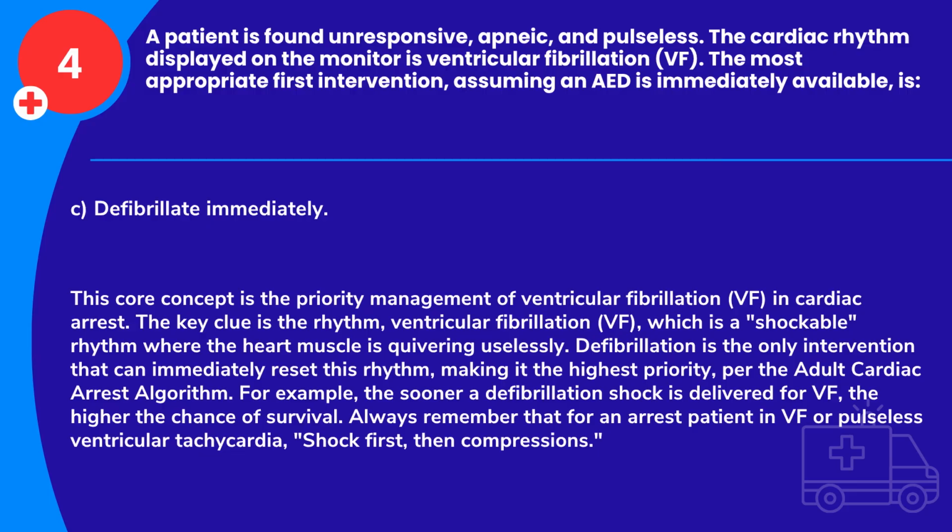This core concept is the priority management of ventricular fibrillation, VF, in cardiac arrest. The key clue is the rhythm, ventricular fibrillation, VF, which is a shockable rhythm where the heart muscle is quivering uselessly. Defibrillation is the only intervention that can immediately reset this rhythm, making it the highest priority per the adult cardiac arrest algorithm. For example, the sooner a defibrillation shock is delivered for VF, the higher the chance of survival. Always remember that for an arrest patient in VF or pulseless ventricular tachycardia, shock first, then compressions.